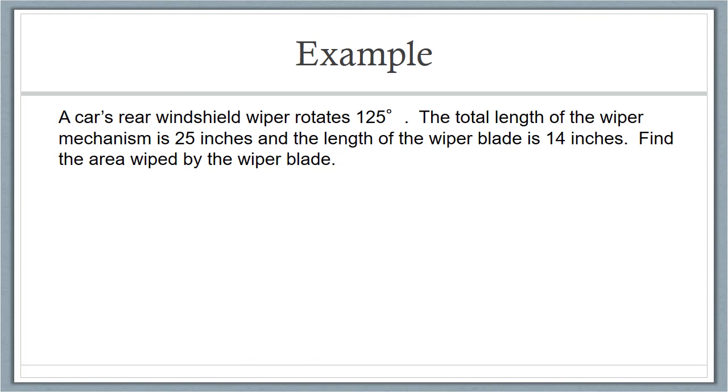Okay, here's another one. A car windshield wiper rotates 125 degrees. So be careful, this is in degrees. Remember, our formulas require radians. The total length of the wiper mechanism is 25 inches, and the length of the wiper blade is 14 inches. Find the area wiped by the wiper blade. I suggest you make a little bit of a sketch of this first. Why don't you pause it, give it a try, and resume to check your answer.